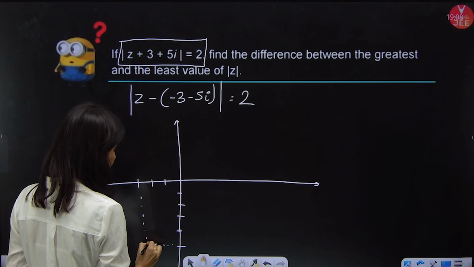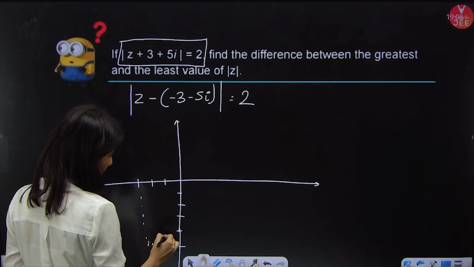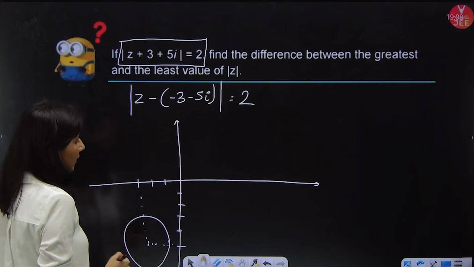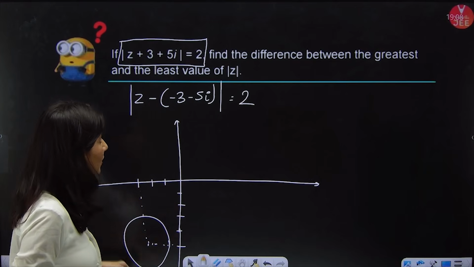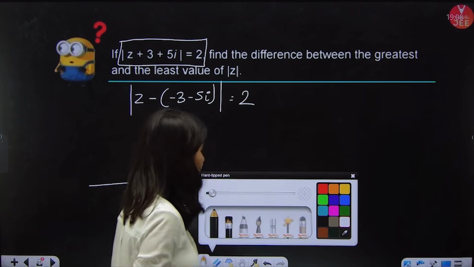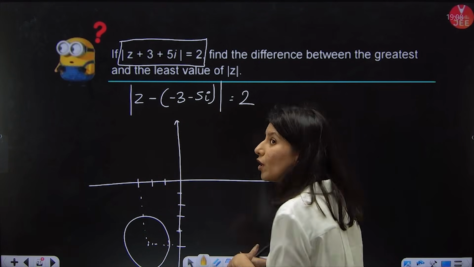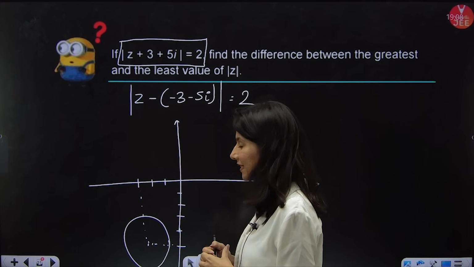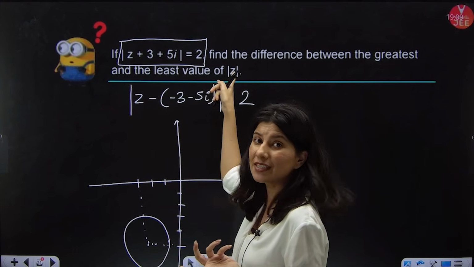2. Minus 3 comma minus 5. Radius is 2. So this is the circle. Now your z lies on this circle and you're looking for greatest and least value of mod z. Okay, so basically you're looking for, what is mod z?